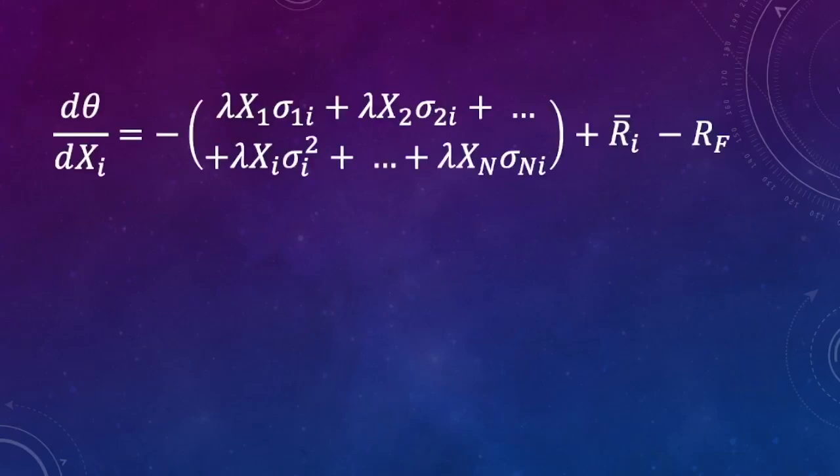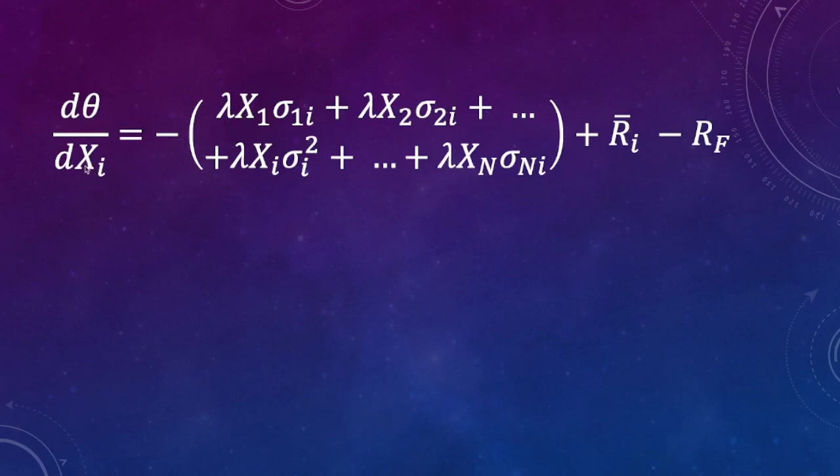So if you take the derivative d theta by dxi, then it will look something like this, right? So the lambdas are constants. We have the first set of terms, which will look like this: minus lambda x1 sigma 1i minus lambda x2 sigma 2i, and so we basically take the minus outside, and this is basically like the sum of these terms.